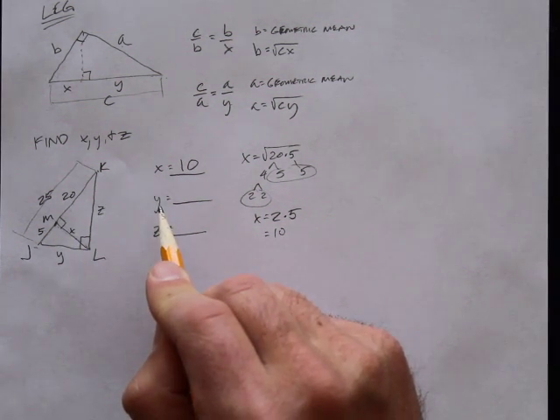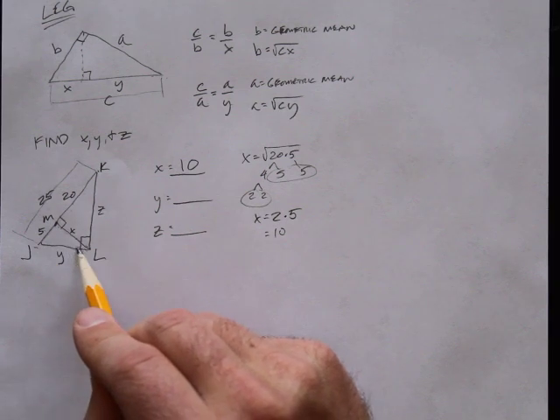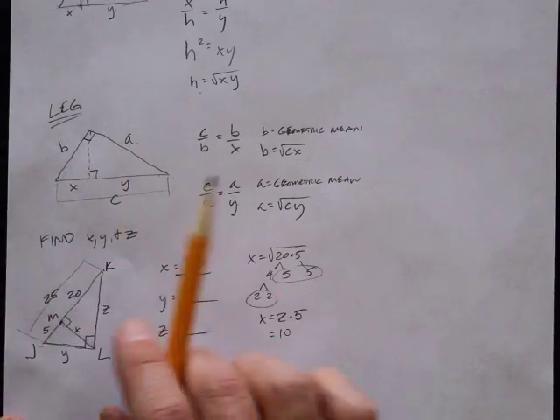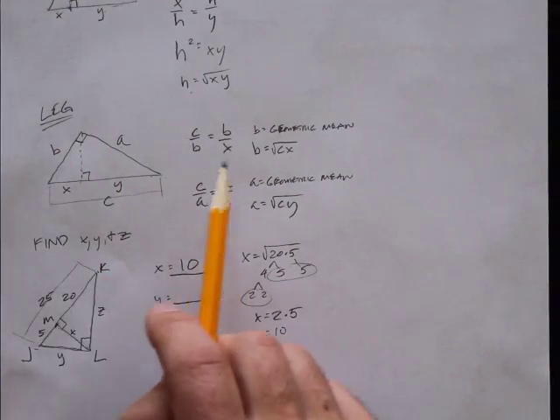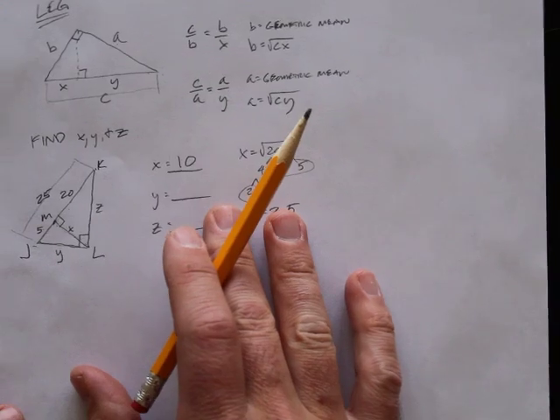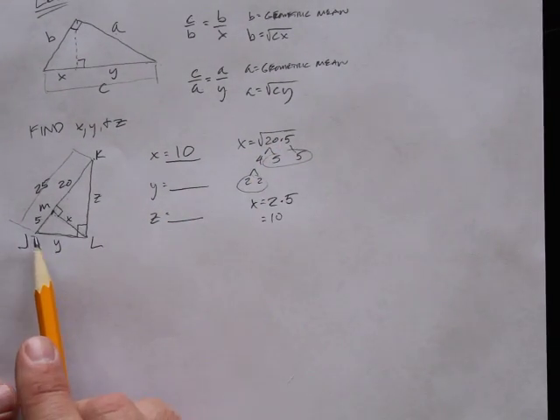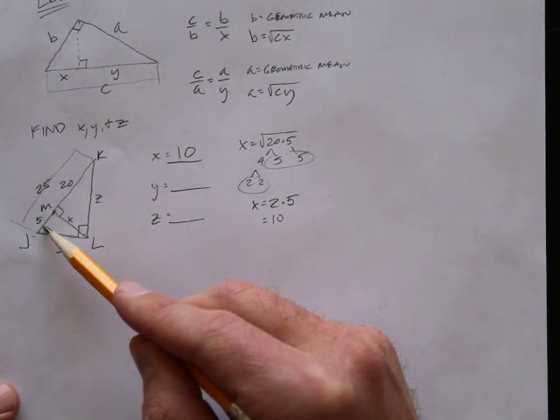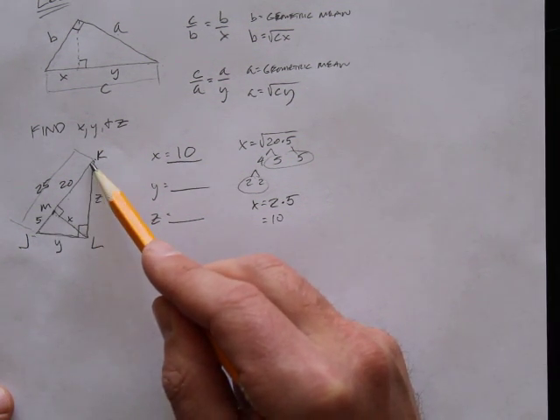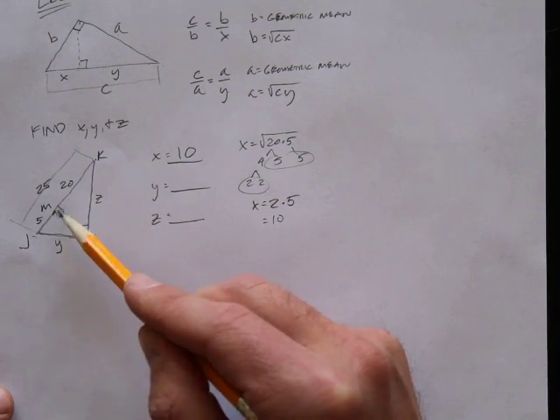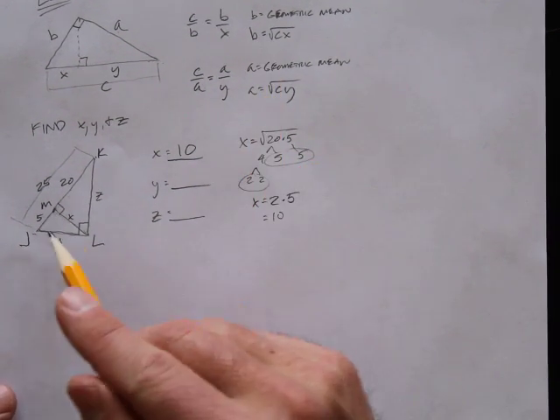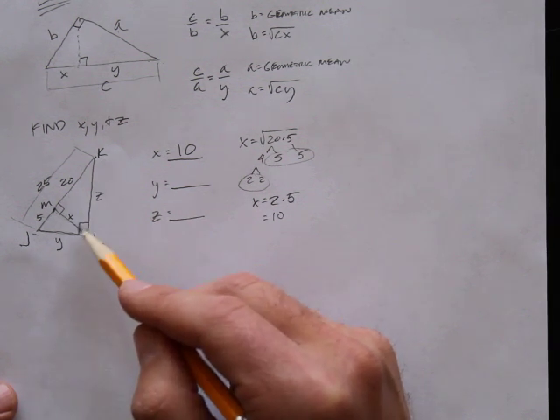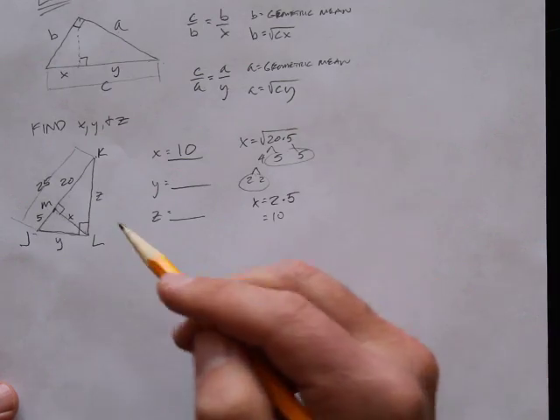Now I want to find y. Okay, so y is this one here, the small leg. So now I'm going to use this leg stuff that we just learned here. So my small leg and my hypotenuse, and then I have my hypotenuse and my small leg. Okay, well maybe I have to do my long leg first. I think I should do my long leg first.